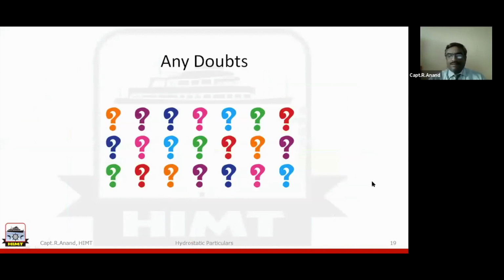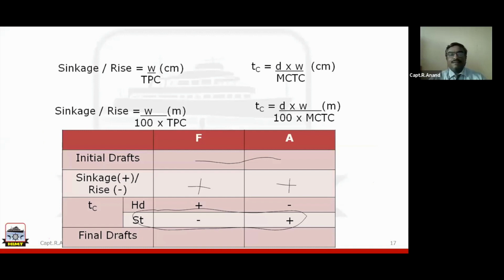So that is why I've kept this slide. Only then you will be able to get this component, trim change forward and trim change aft. I don't need to really calculate trim change forward. I know the total trim change into LCF by LBP will give me trim change aft. And as somebody rightly pointed out, total trim change minus trim change aft will give you trim change forward. Is that understood?